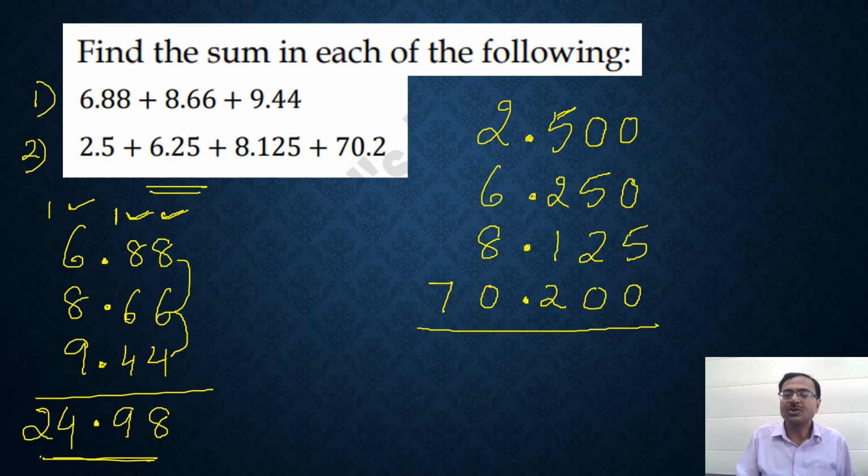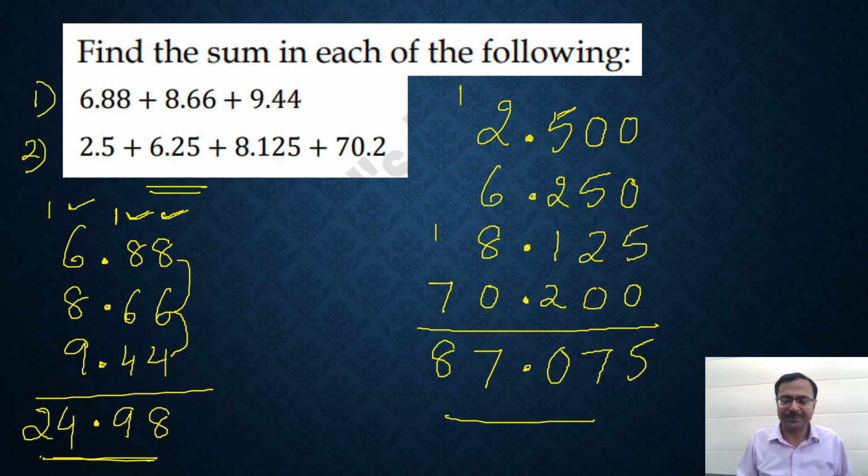So now add vertically. This is 5 obviously. This is 7. 5 plus 5, 10, right? So 0 and a 1 carry. And now it's elementary addition. I think this is 17. So 7 and a 1 carry. So that makes it 8. So 87.075 is the answer of this question.